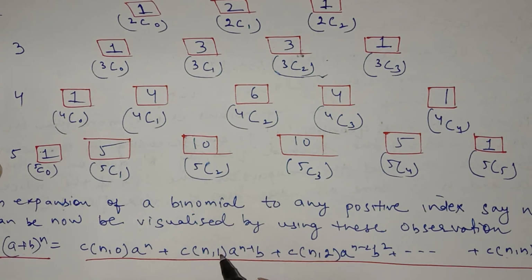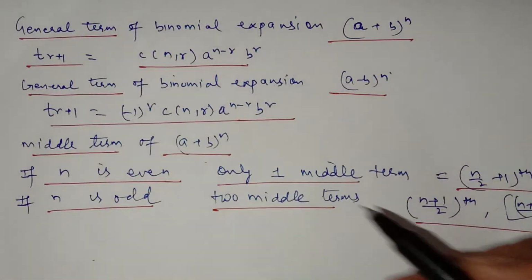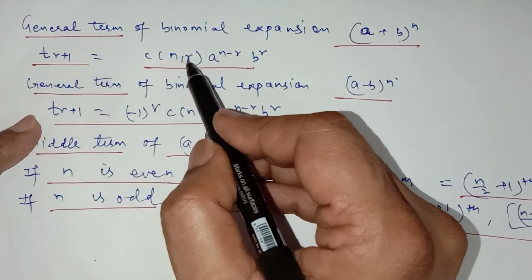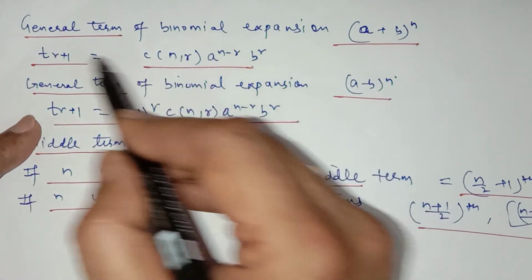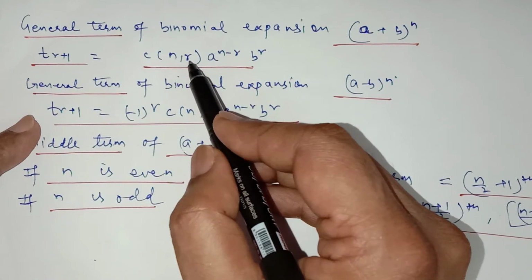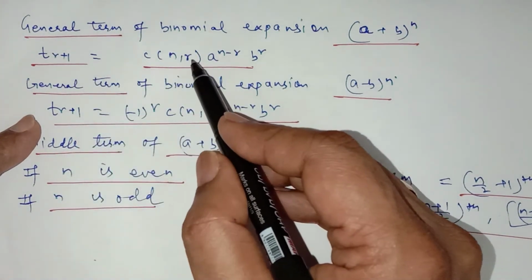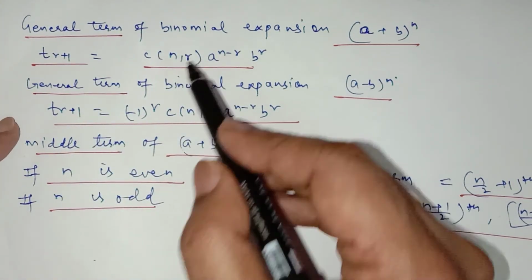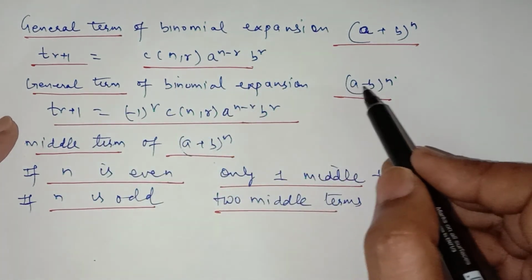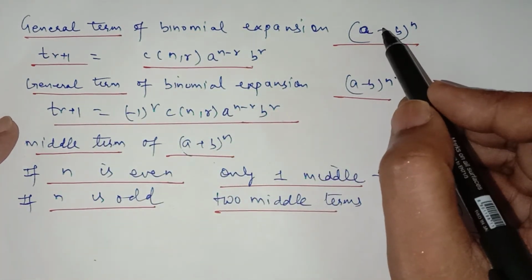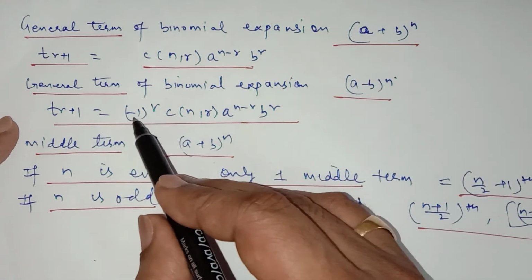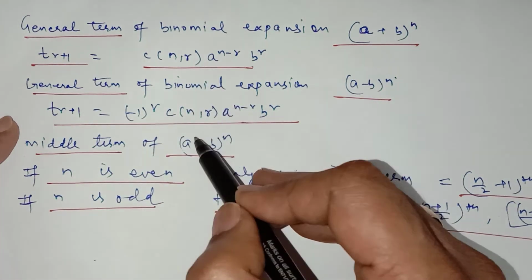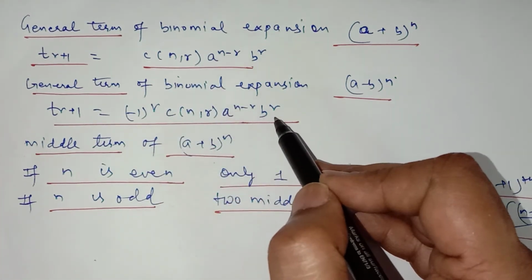If we have the second term, then the r is 1. When we have the third term, the r is 2. So when we have the r here, it will be r plus 1. That is, if we have the third term, then the value of r will be 2. If it is sixth term, then it will be 5. So the general term of binomial expansion for a minus b raised to power n, when we have the minus sign here, the minus sign of the term will depend on r. So it will be minus 1 raised to power r, combination of nr, a raised to power n minus r, b raised to power r.